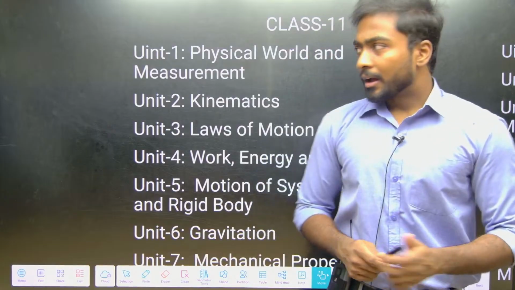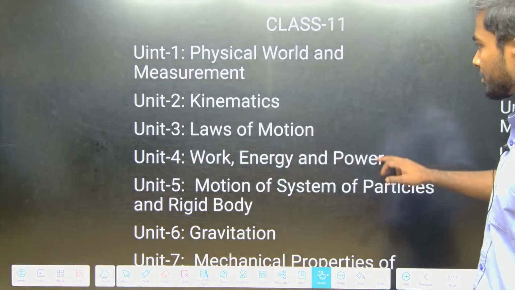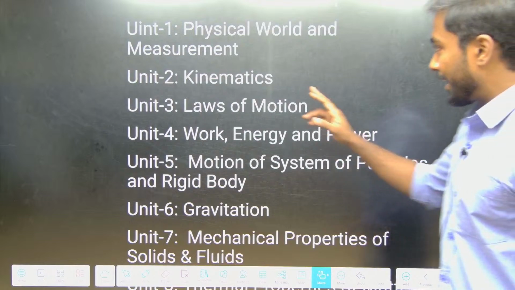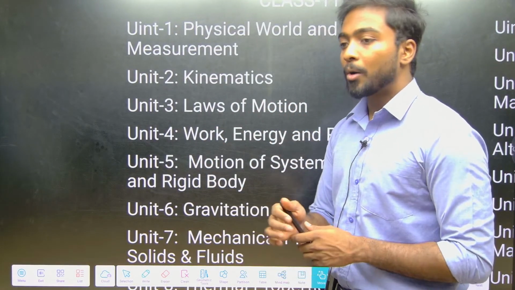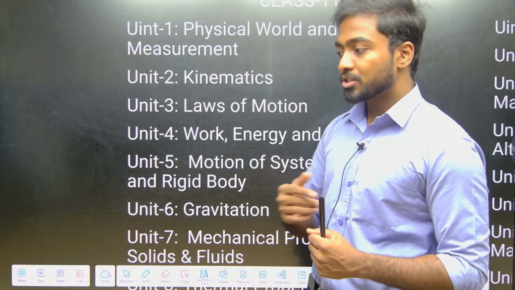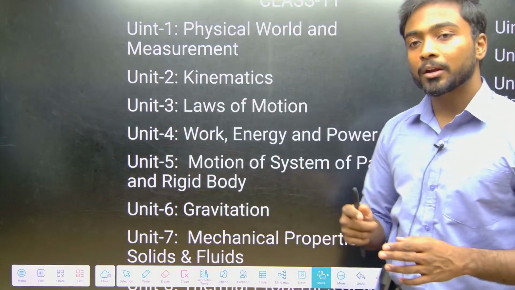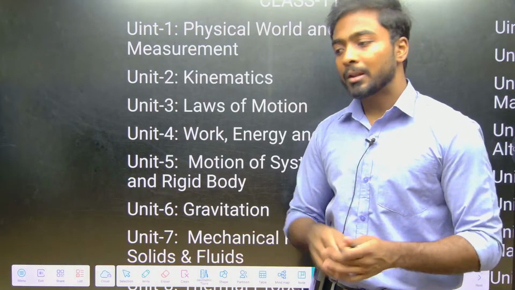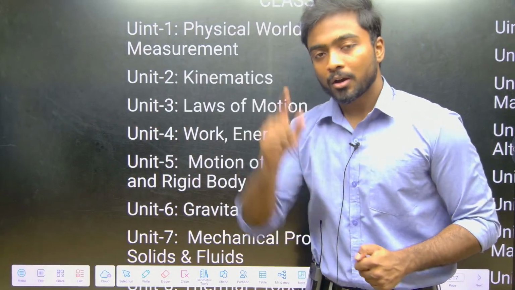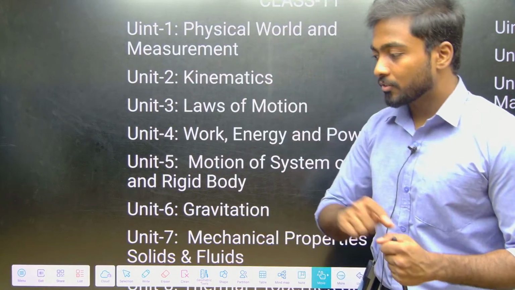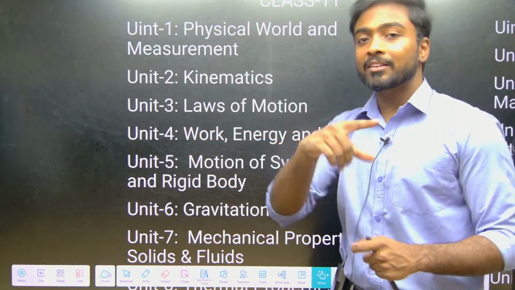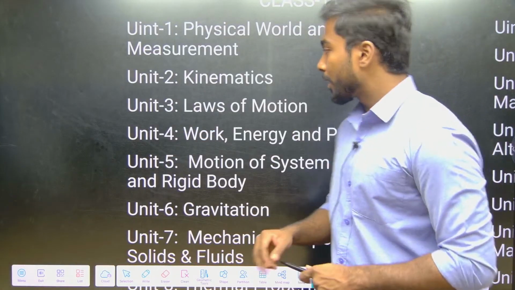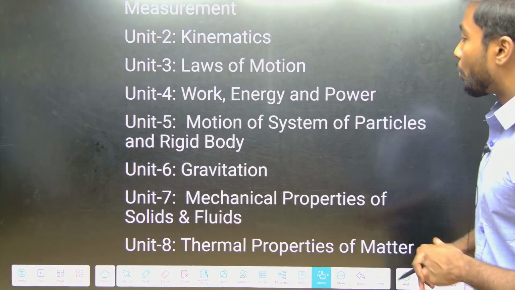Okay. The second one is kinematics. In kinematics we will talk about motion, how an object goes in a straight line, and how an object goes in two dimensions. For example, you would have known the x axis and y axis: how an object goes in the x axis, how it goes in the y axis, and how it goes in both x and y axes. Okay, then laws of motion, work, energy, power.